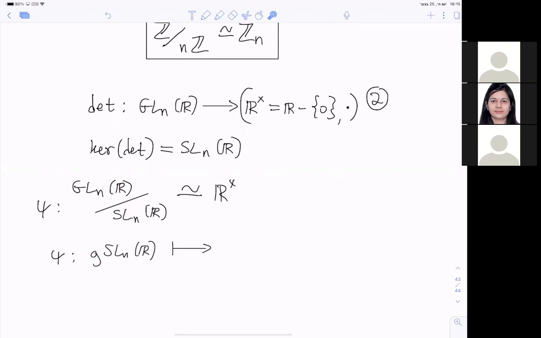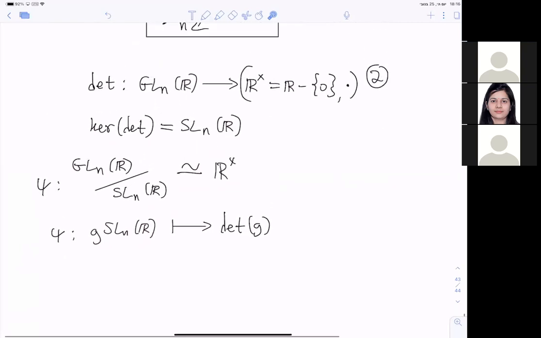So it goes to the determinant of G. Because you take the shift to the image of the original homomorphism of one representative. It doesn't depend on the choice of the representative. Any matrix here has the same determinant, because these all have determinant 1. So this is another example of this theorem.